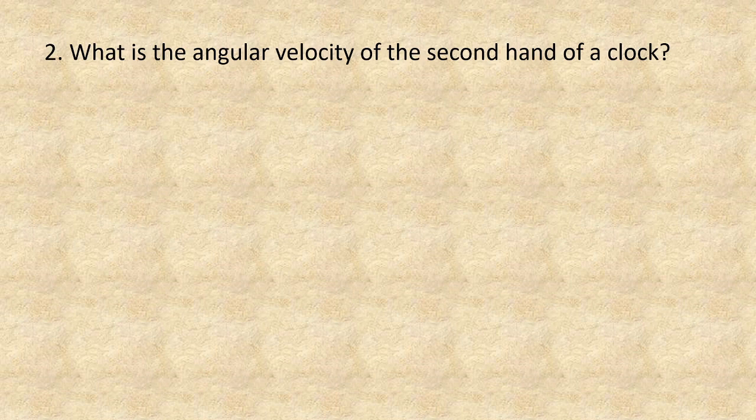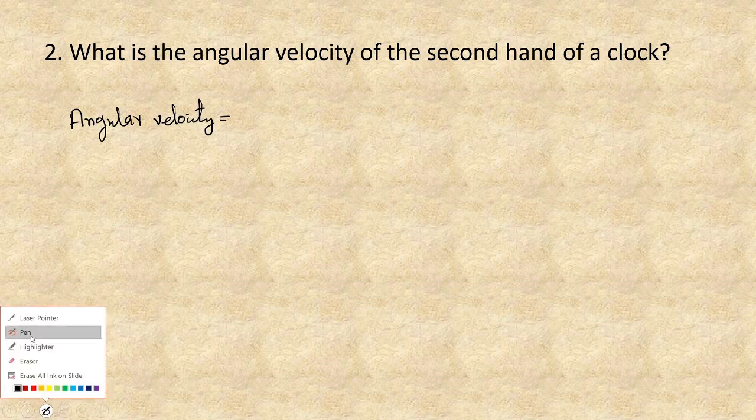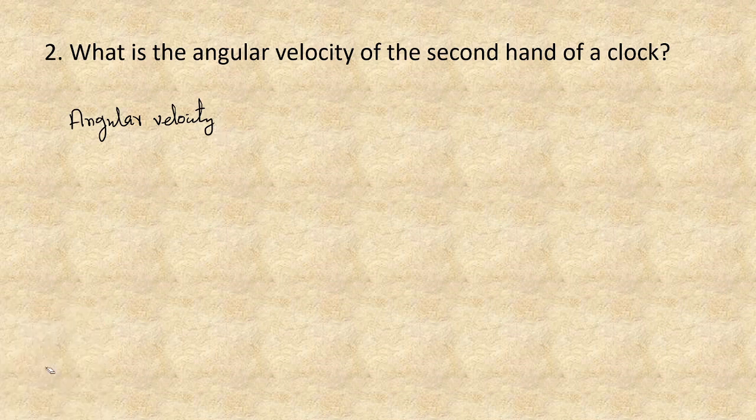What is the angular velocity of the second hand of a clock? What is the angular velocity of the second hand of a clock? Here we can use the formula. What is the angular velocity? The angular velocity is omega. You can use the formula omega is equal to angular displacement divided by time.